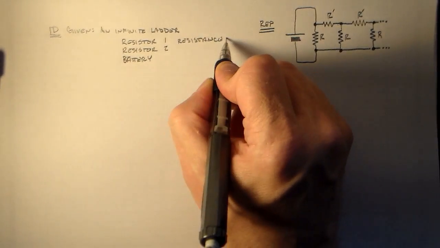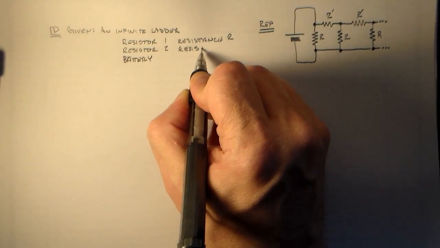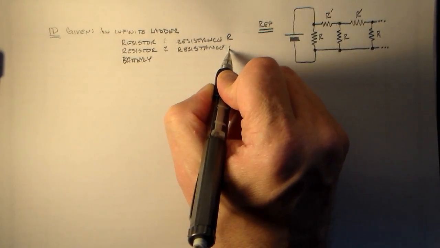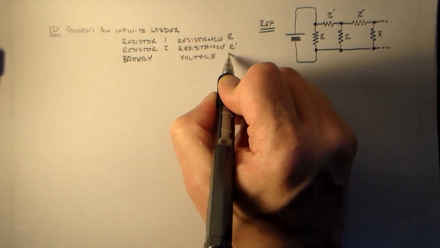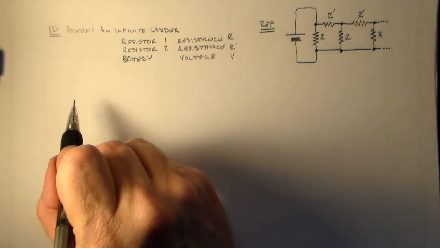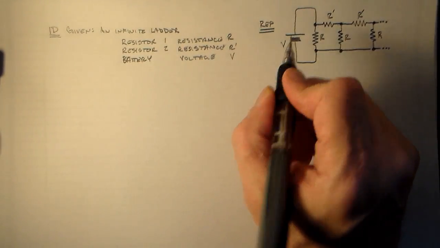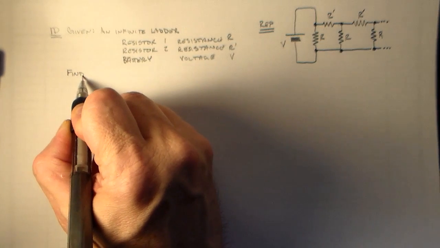So we want to define the resistance of both of these kinds of resistors and the voltage supplied, the potential supplied by the battery. And I think that's all we really have here. All we have to do is find the effective resistance of this circuit.